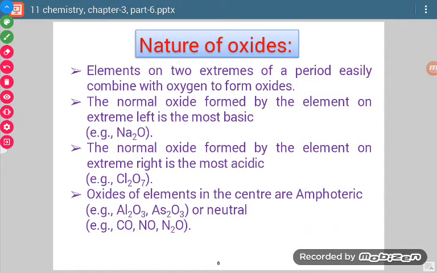Now one important topic comes: nature of oxides. You have learned what oxides are. In general, oxides are the compounds formed by the reaction of a particular element with oxygen. Now these oxides can be acidic oxides, basic oxides, neutral oxides or amphoteric oxides.